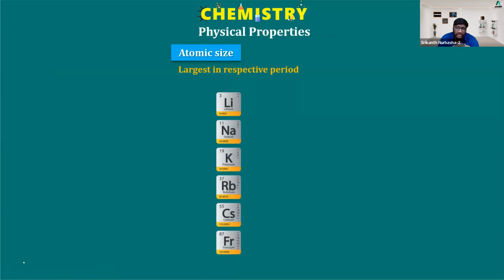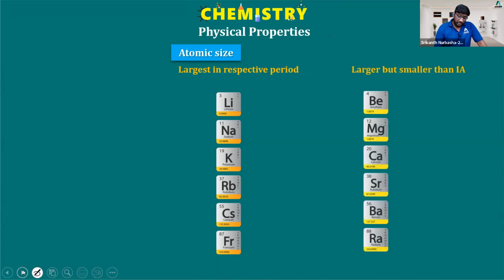Because in group 2, what happens? The effective nuclear charge has increased. In group 2, since we are adding electrons in the same period, the protons are also added. So the effective nuclear charge increases when you go from lithium to beryllium. Because of the increased nuclear charge, size decreases. Atomic size increases from top to bottom in a group and decreases from left to right in a period. So combined, you will have this order.